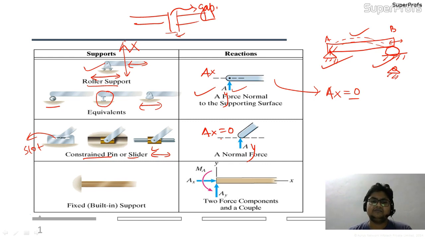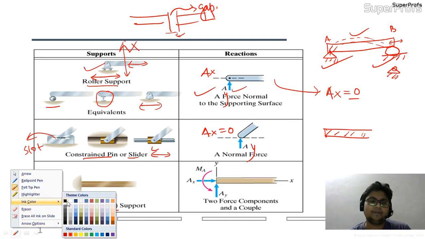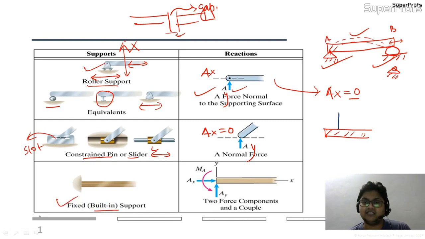Now the next case is of a fixed built-in support. So what is a built-in support? A built-in support is nothing but a beam that has been fixed at one end. Like if this is my beam, and I have supported this beam in such a manner, I will show you the support. I have supported this beam in such a manner that some part is inside the support only. This type of beam is known as a fixed beam or built-in support. So what is a fixed beam? In the fixed beam, you can see that the beam is not allowed to rotate also.